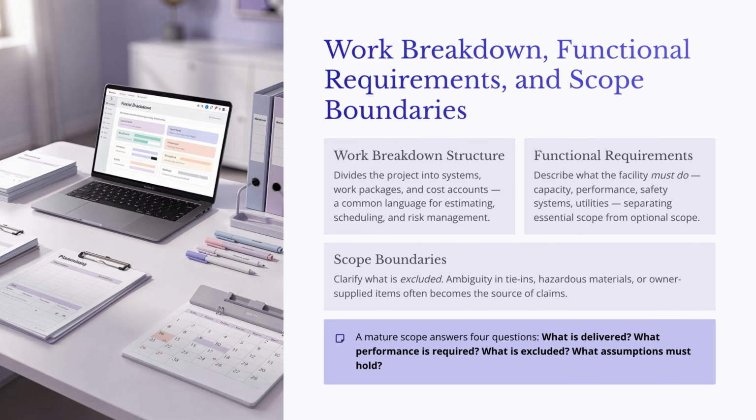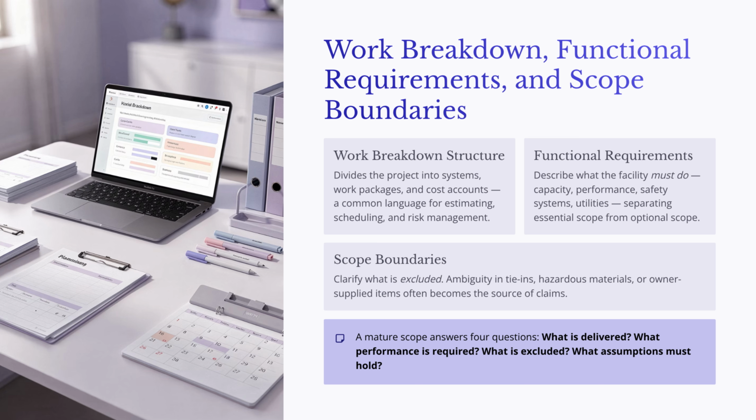Once the project scope begins to take shape, it must be organized in a way the project team can manage. Three tools are especially important: the work breakdown structure, functional requirements, and scope boundaries. The work breakdown structure, or WBS, divides the project into manageable systems, areas, deliverables, work packages, or cost accounts. It gives the team a common language for estimating, scheduling, procurement, risk management, and progress measurement.